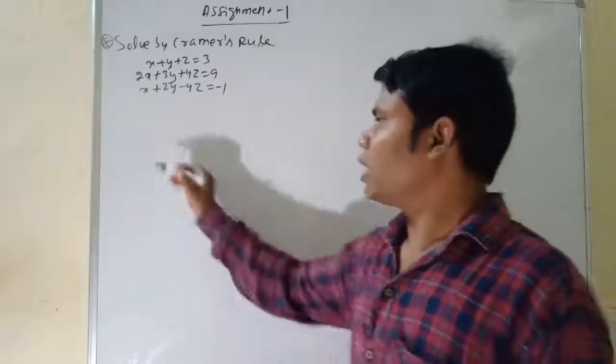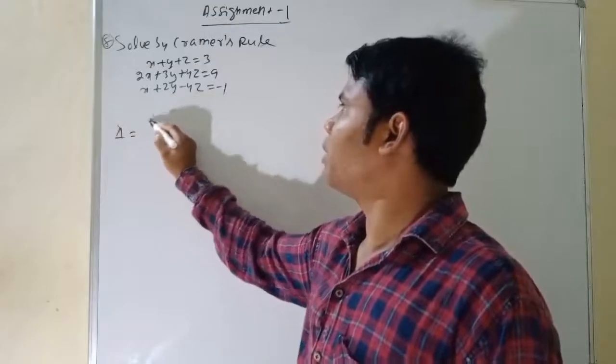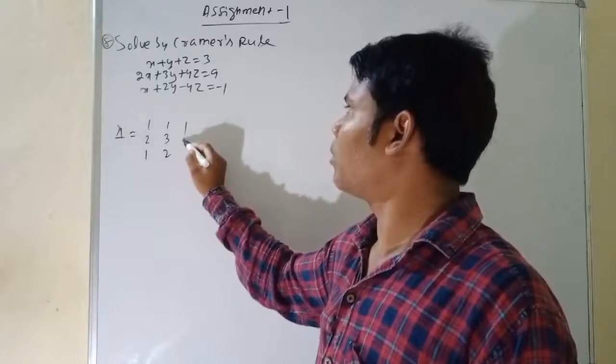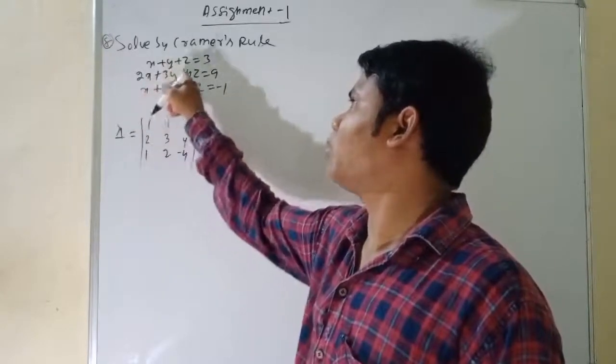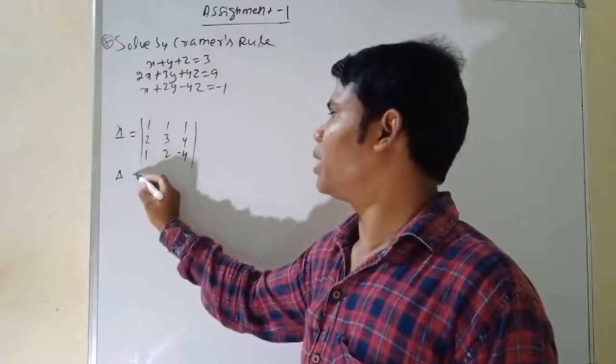Now del is equal to, we have to write the coefficients of x, y, z: 1, 1, 1; 2, 3, 4; 1, 2, minus 4. Find the determinant. How much can you get?